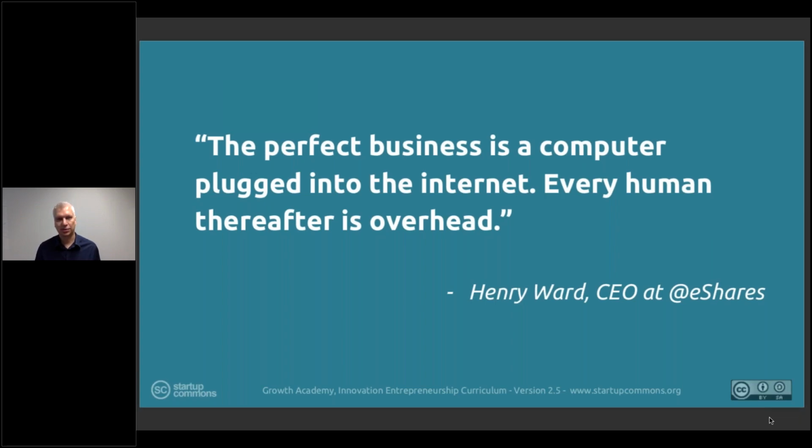So this is a great statement of what would be optimal if just thinking from a purely analog business perspective. The perfect business is a computer plugged in the internet. Every human thereafter is an overhead. So if we can get, at some point, the AI to deliver on blockchain the whole business scenario and it just magically works, that's the thing.